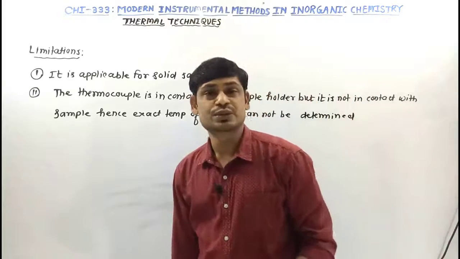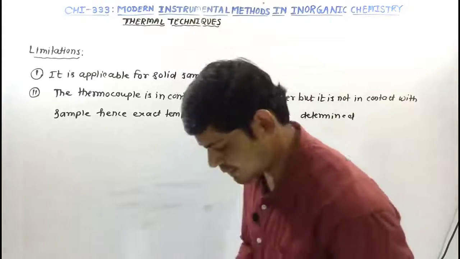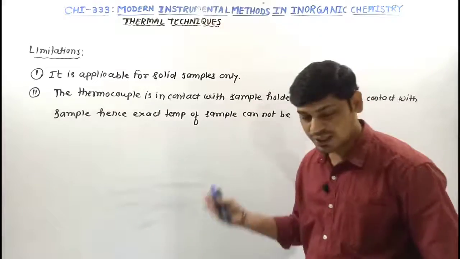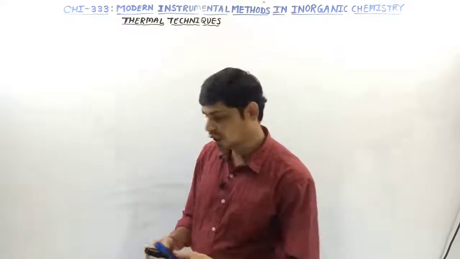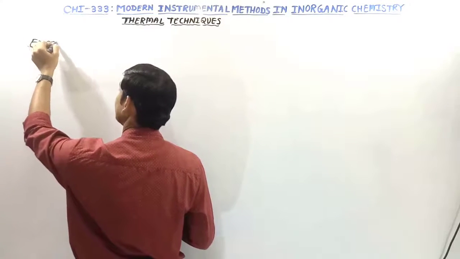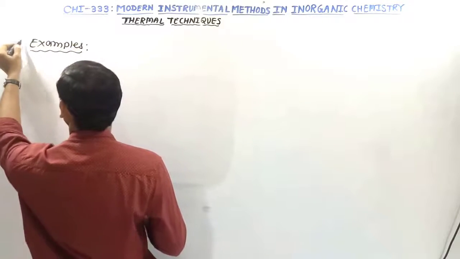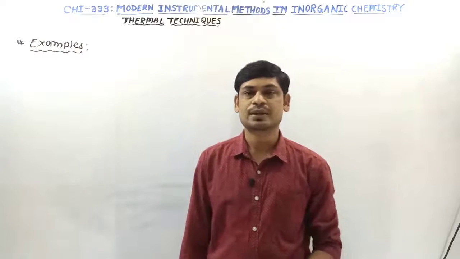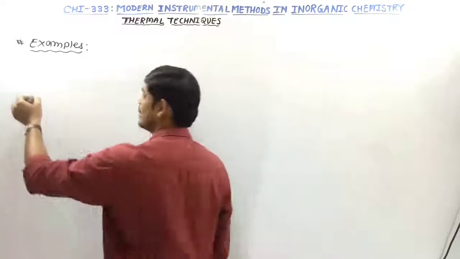Now we will proceed towards some examples of a thermogram. We have to discuss a few demonstrative thermograms here. If you wish to note this point, you can take a screenshot. Now, the examples of a thermogram. First of all, we will discuss the thermal decomposition of copper sulfate pentahydrate, our first example.